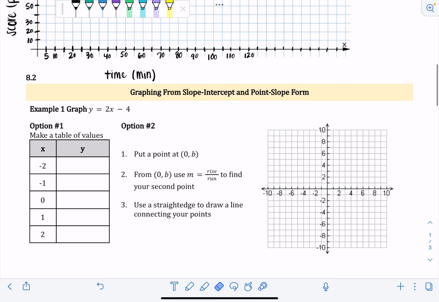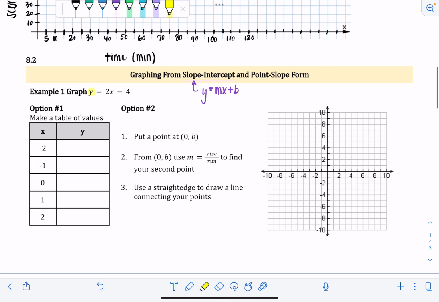Okay, moving down to 8.2, which is graphing from slope-intercept and point-slope form. So first we're going to graph from slope-intercept form, which is y equals mx plus b. And I'm going to show you two options. One is with a table, finding a table of values and getting points, and then the other option is kind of like a shortcut.